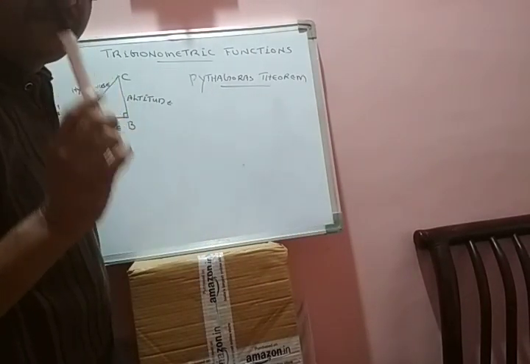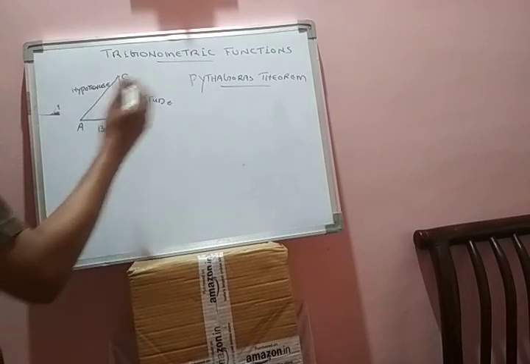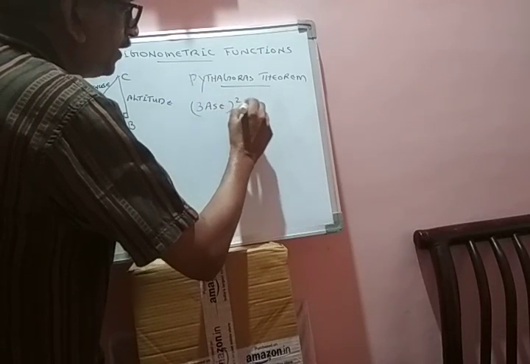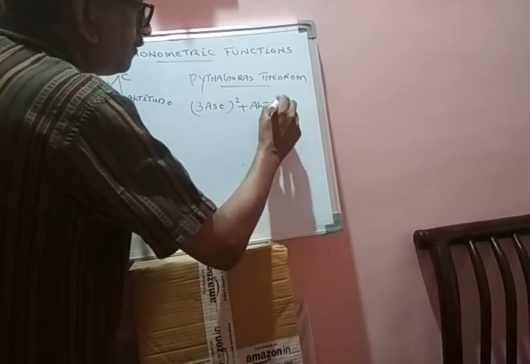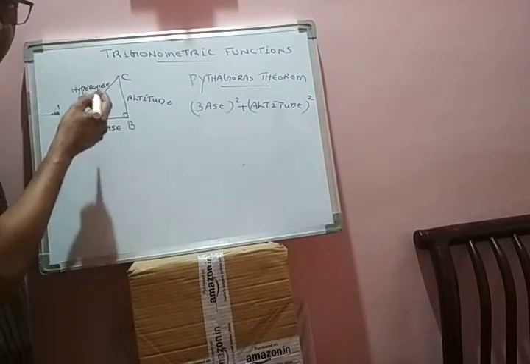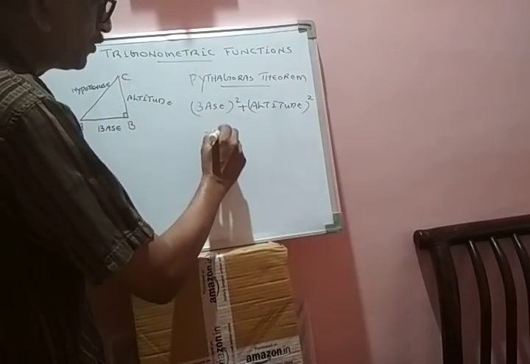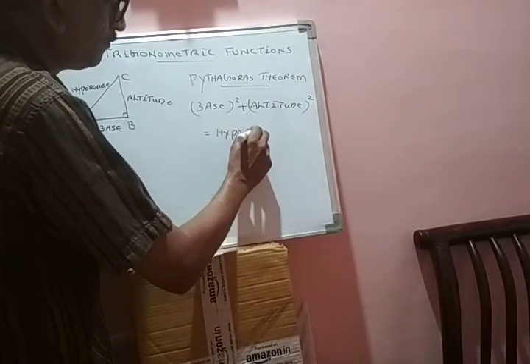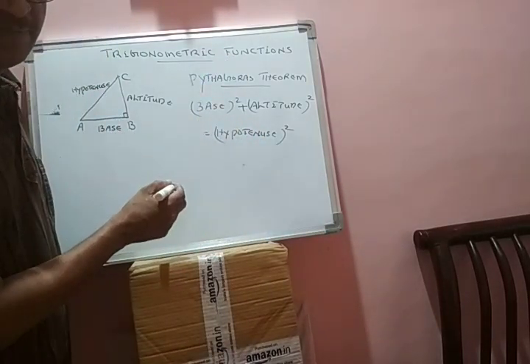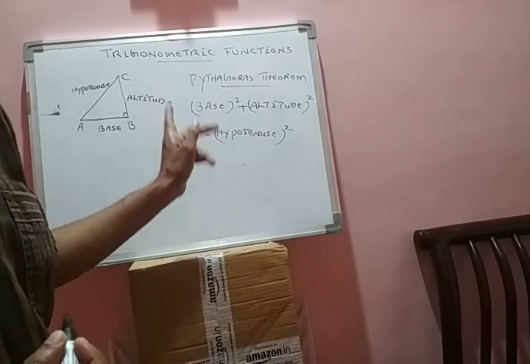Pythagoras theorem. This is an important theorem related to right triangles. In a right triangle, base square plus altitude square is equal to hypotenuse square. Base is a length, so its square, plus altitude is also a length, altitude square, is equal to hypotenuse square. This is known as Pythagoras theorem.